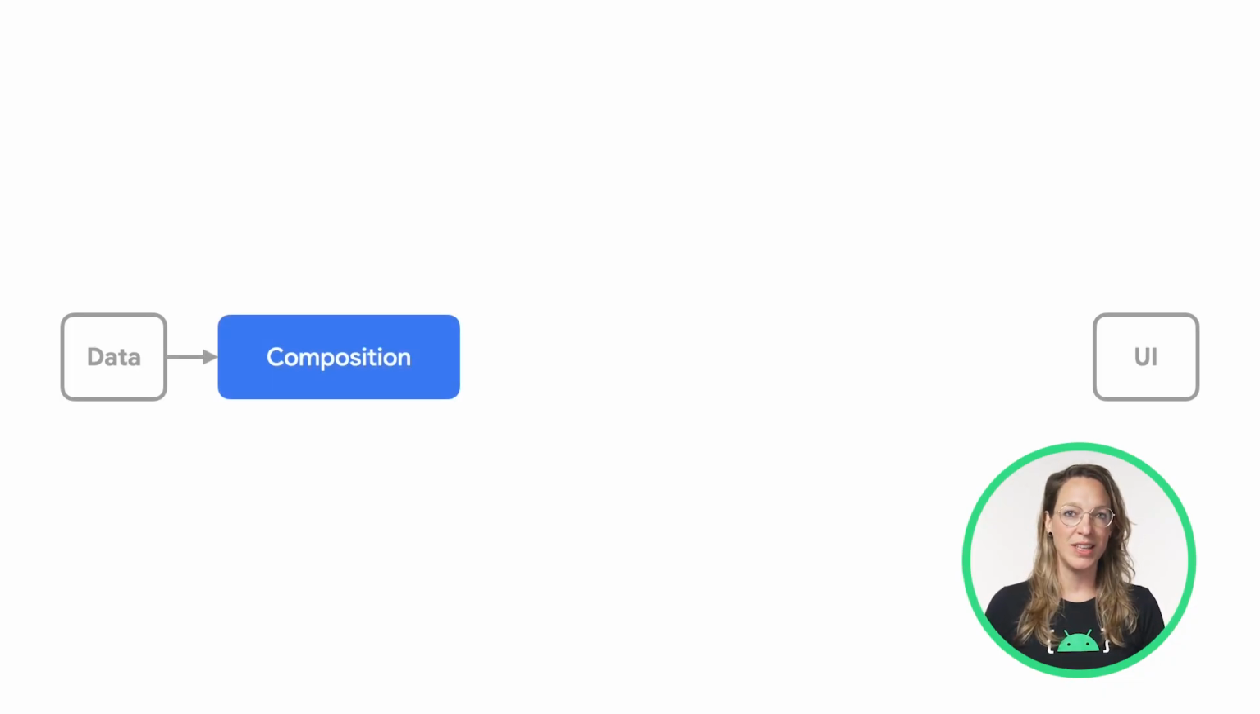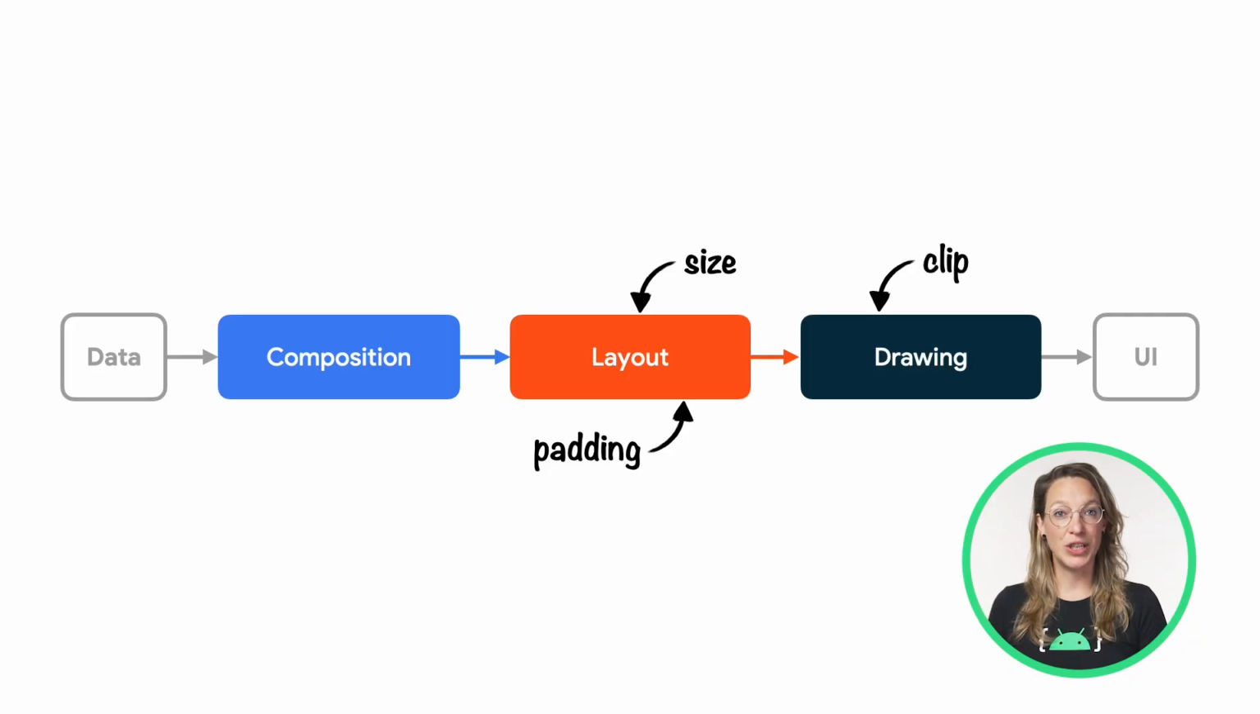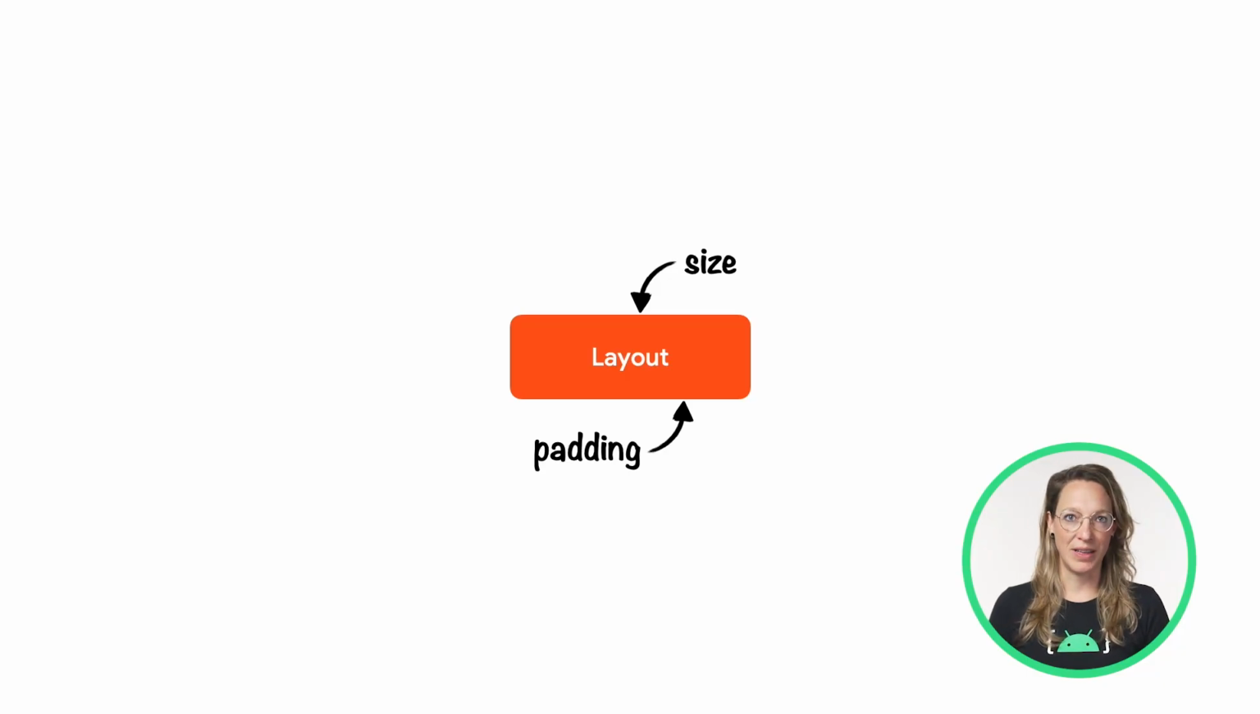In the previous episode, we looked at the three phases of transforming data into UI: composition, layout, and drawing. We also learned how modifiers can affect different phases. We used the size, padding, and clip modifiers to change the size, spacing, and shape of a composable. In this episode, I'd like to zoom in a little bit more on the layout phase.